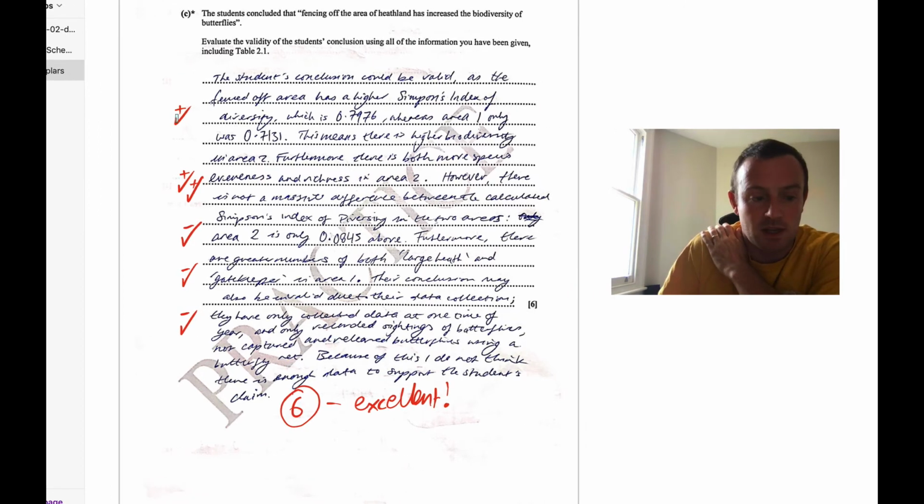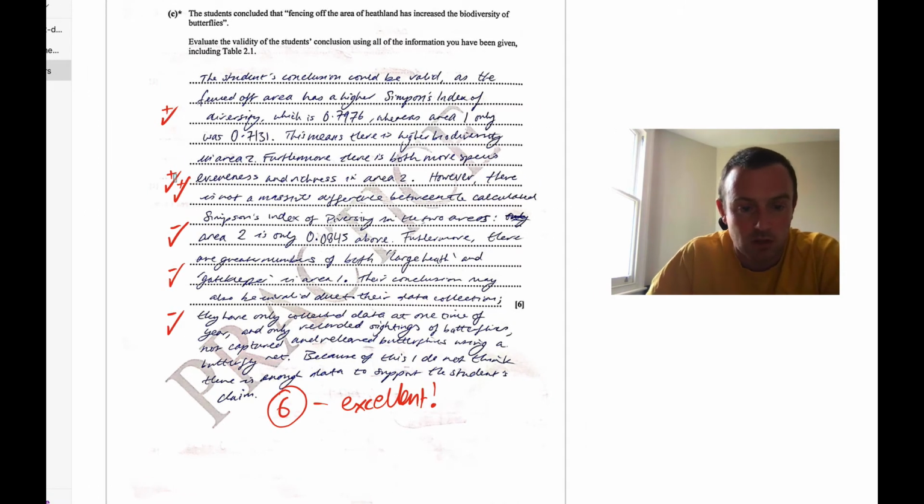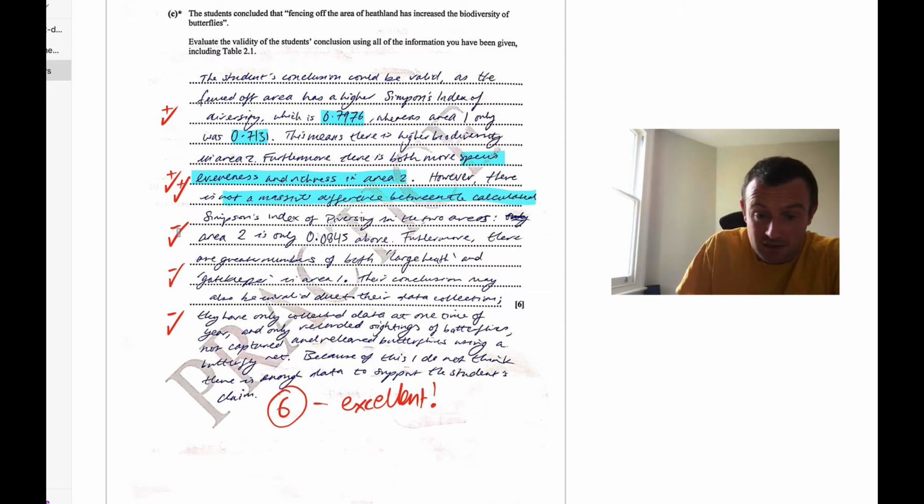Well, first of all, you can see in my marking here, I picked out 1, 2, 3 positive things that they've said. So they've talked about Simpson's index of diversity, that it's higher. So they talked about the comparison. And they also talked about species evenness and richness in area 2 being higher. However, there is not a massive difference, so this is now a negative. There is not a massive difference between the calculated values, so that's that first negative there.